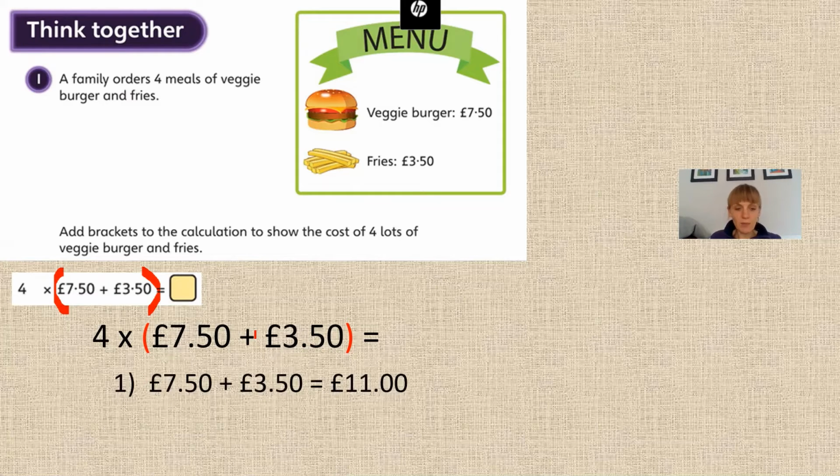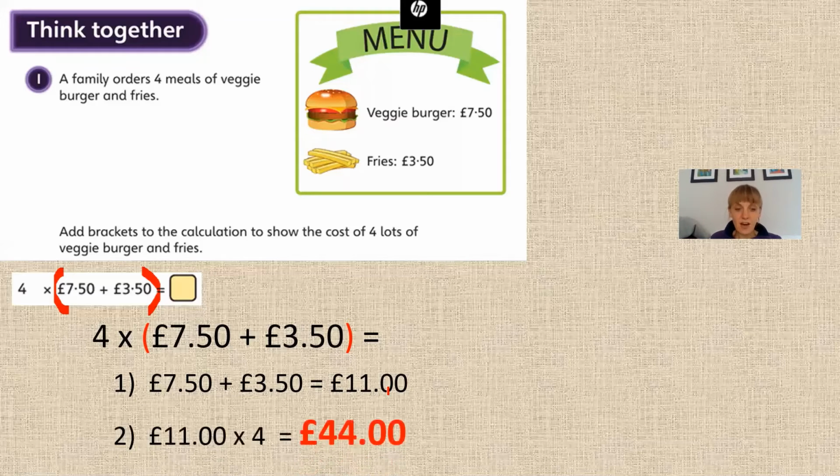So step 1 that I would do is I would add these 2 bits together, which was £11. And then I would multiply that by 4, which would give us an answer of £44. So we've figured out from there that the cost of one meal, veggie burger and fries, is £11, and then 4 lots is £44. But we needed those brackets in to make sure that we did those first.